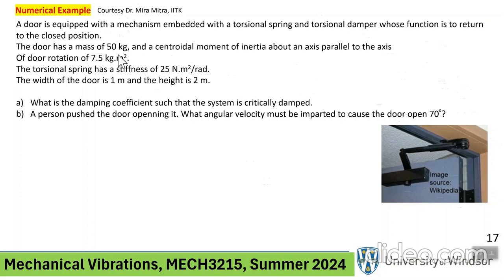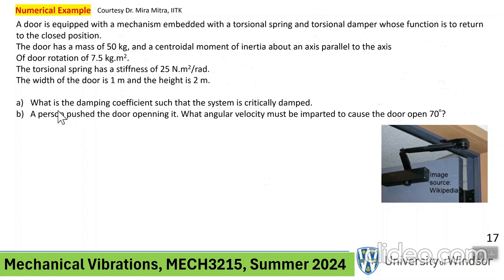So the height of the door is 2, and the width of it is 1, and the mass moment of inertia about the axis in the vertical direction, through the centroid, we are told that it's 7.5 kilogram meter square, not per kilogram meter square. And you're also given some information about the torsional stiffness of the spring.